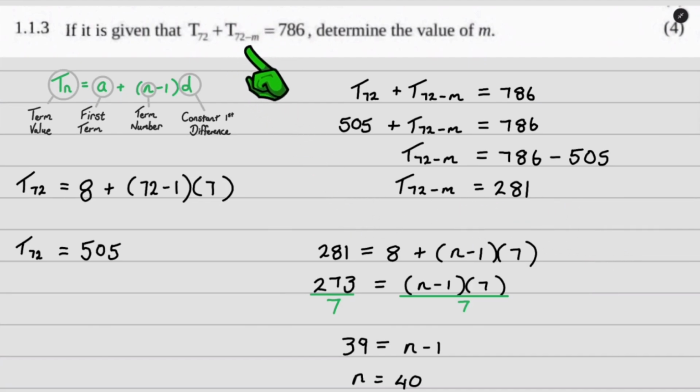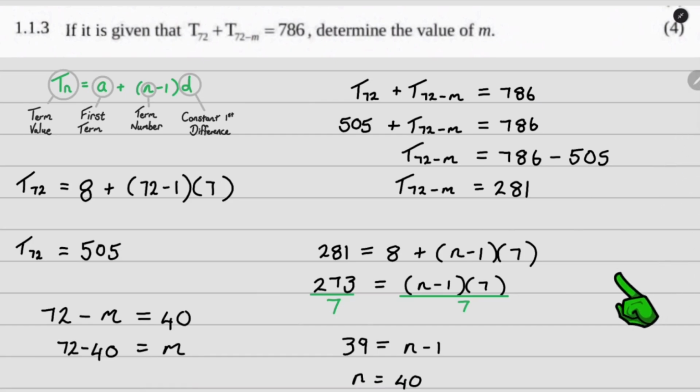So this is the 40th term. So 72 minus something must give me 40. I'm going to formulate that in an equation here. And then to solve that equation, I'll take this m over to that side, so it becomes positive. And I'll take the 40 over to this side, and it'll become minus 40. And we arrive at the final answer of 32 for m.